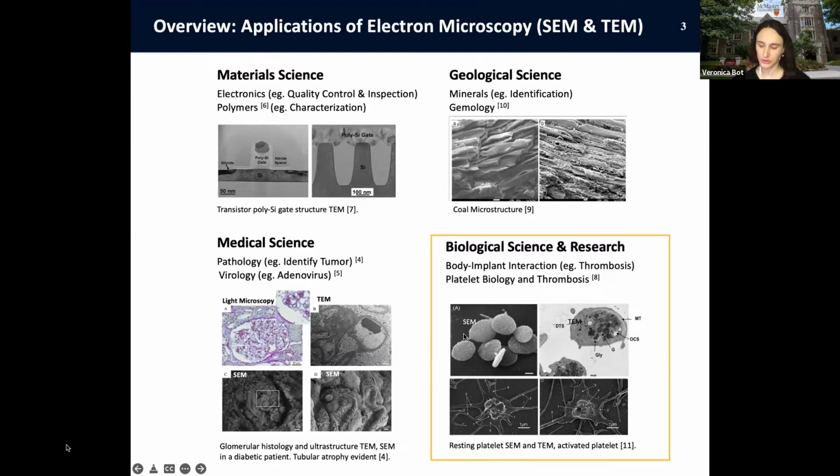SEM has played an important role for over 50 years in this field, giving us insight into how platelets function, different platelet structures, and what this means from a functional perspective. So from now on in this presentation, I'll be sort of zooming into this quadrant, mainly from a research perspective, as this is a fundamental part of my project.